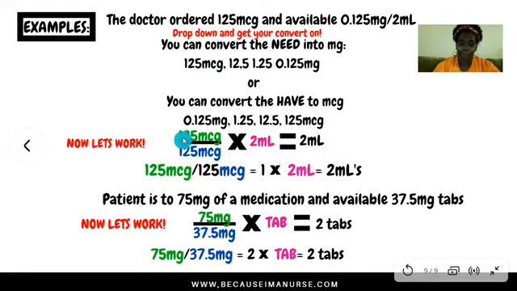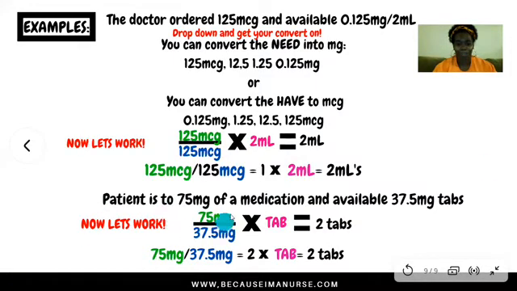So that's what we did here. 125 micrograms, our need. Our have converted, 125 micrograms, equals 1 times 2 milliliters. That's our vehicle, right? Equals 2 milliliters. And you can see that 125 divided by 125 equals 1, times 2 milliliters equals 2 milliliters. It's simple stuff, so you really don't have to stress. Like, dosage calc really doesn't have to be that hard, right?